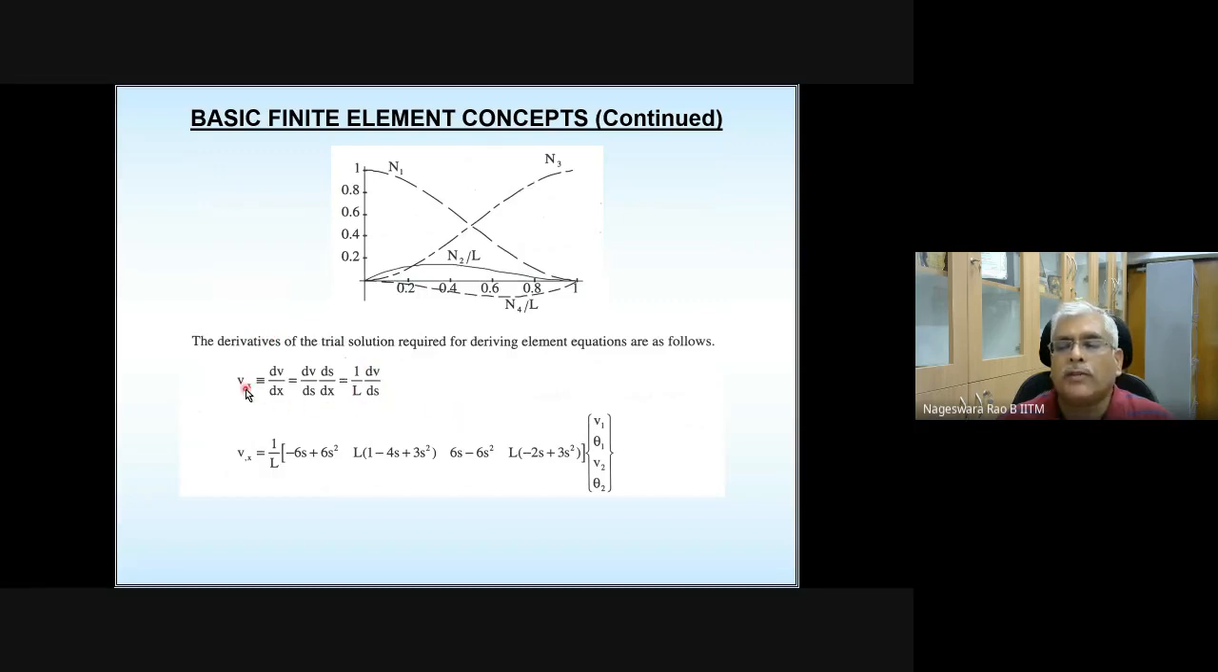Please make a note of this one. The first derivative of V with respect to X is nothing but the slope, and you can make use of the chain rule. We also know what ds over dx is based on the mapping. So you can write this derivative of V with respect to X in this manner. Now you have an approximation of V in terms of finite element shape functions and nodal values, so you can take the derivative of it, and this is what you get. Please take a note of this one.